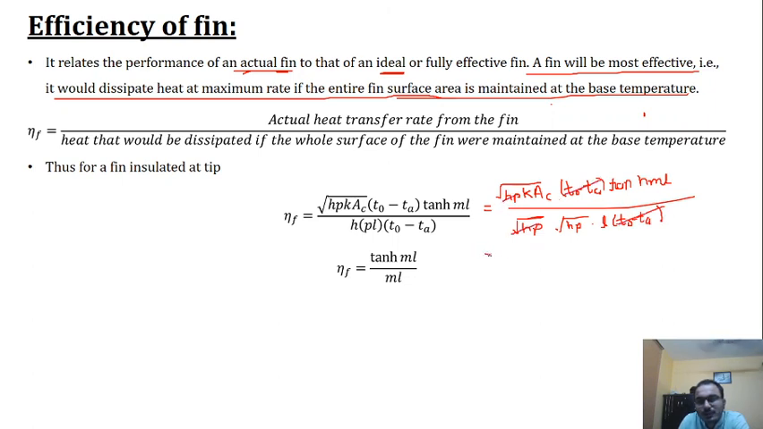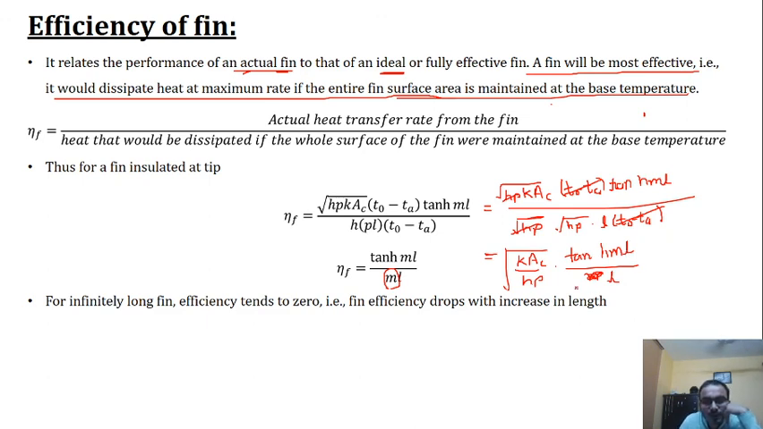So what are we left with? We are left with square root of kAc over hP into tanh ml, sorry, divided by L. So this square root of kAc divided by hP is nothing but m. That's why it is ml in the denominator and the numerator is tanh ml.